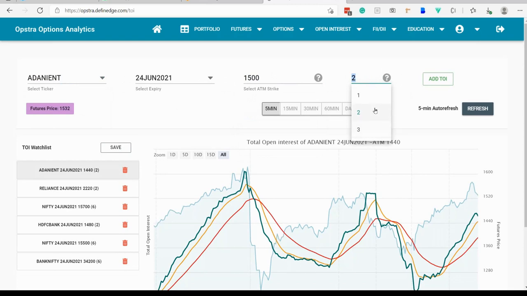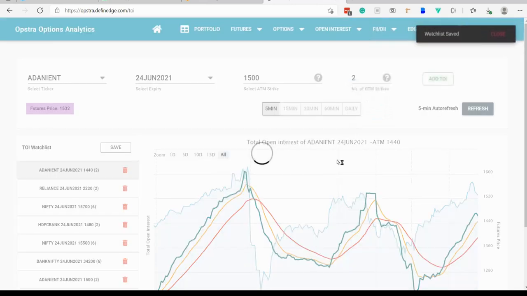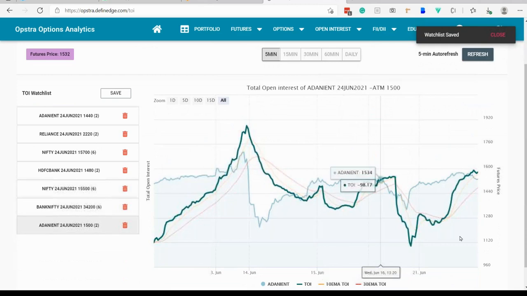For the large caps, you can choose 2 to 3. For mid caps and illiquid stocks, 2 to 1. So Adani is kind of in between, so I choose 2 strikes. And when you add that, you get this total open interest for that particular day.